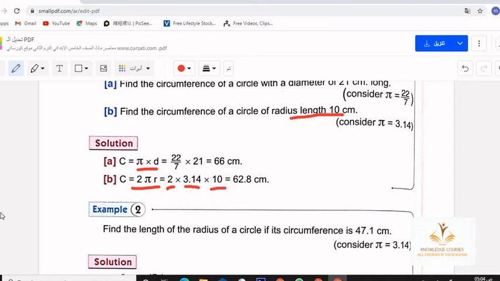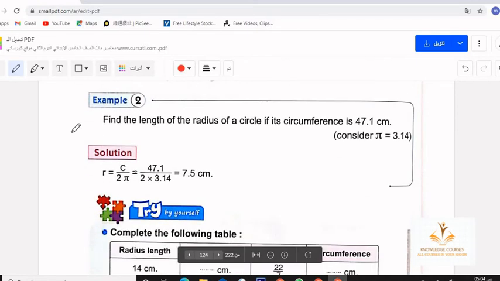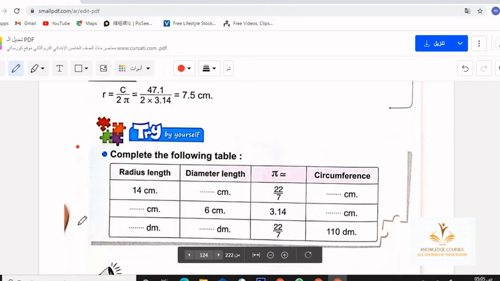Example, find the radius of the circle if its circumference equals 47.1 and pi equals 3.14. So r equals C divide 2 pi. So it equals 47.1 divide 2 multiply 3.14. Okay.